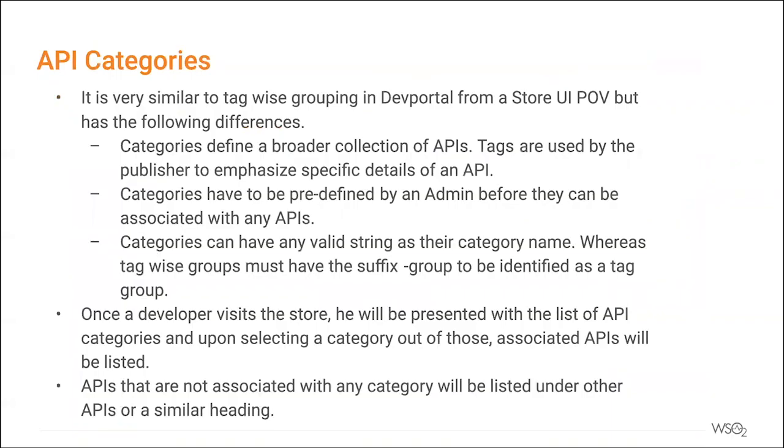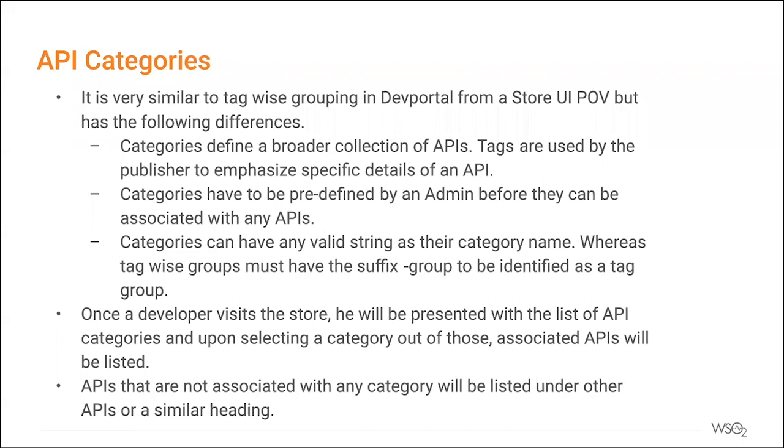And the next feature we are introducing is called API categories. This is a feature on the developer portal which allows API providers to categorize APIs by whatever grouping they want to.